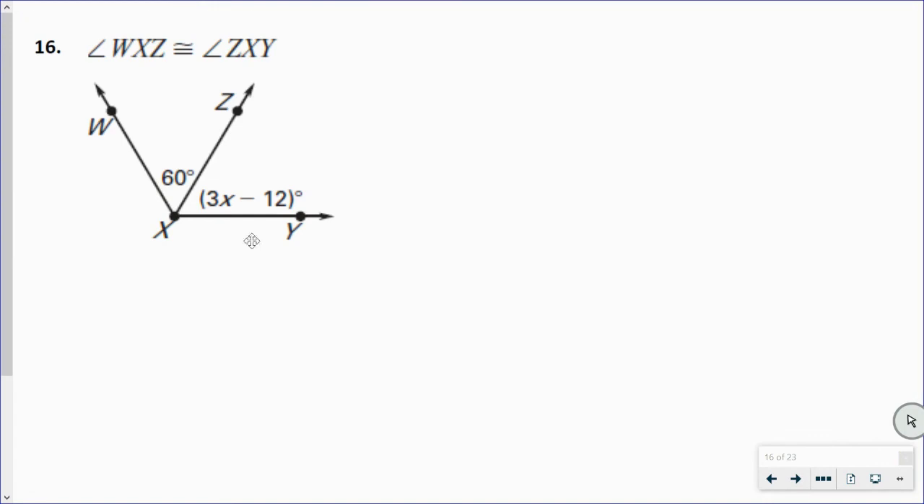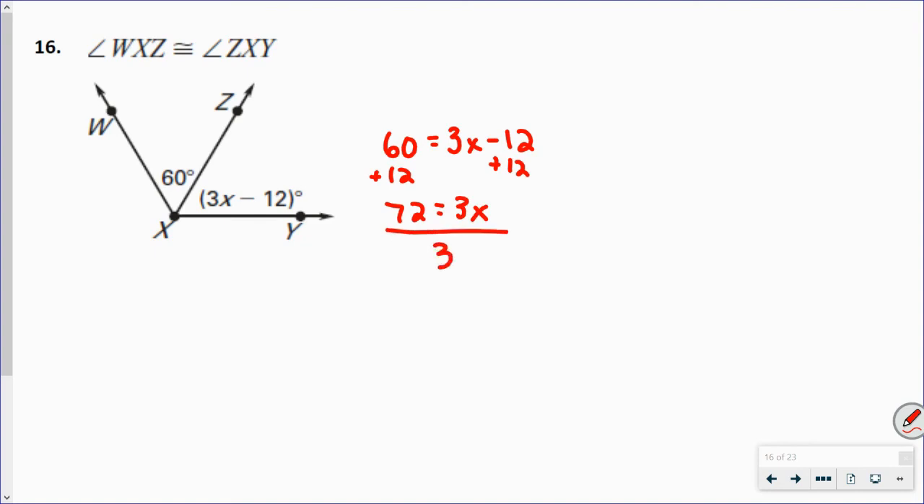Okay, again, they tell me some angles that are equal to each other. WXZ and ZXY are congruent, which tells us that ray XZ is a bisector. And I can also say 60 equals 3x minus 12. So then we're going to add 12. 72 equals 3x. Divide by 3, and 72 divided by 3 is 24. Okay, again, this is 60 and this angle is 60. I don't have to plug x in on these to find that out because it told me that they were congruent.